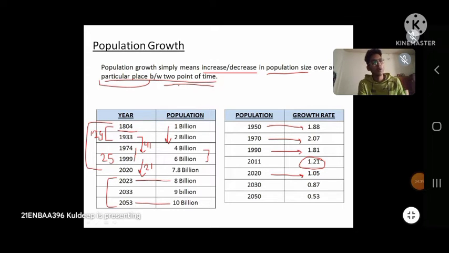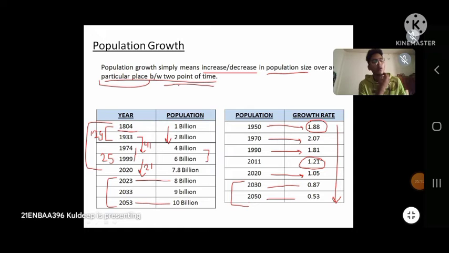It is predicted to continue to decrease in the upcoming years. For example, in 2030 it will be 0.87 percent growth rate. So it is decreasing. In 2050 it will be very low compared to the initial one. From 1.88 it is decreasing down to 0.53 in 2050. Again, the 2030 and 2050 data are predicted, expected from analyzing the previous data. This was about the population growth.